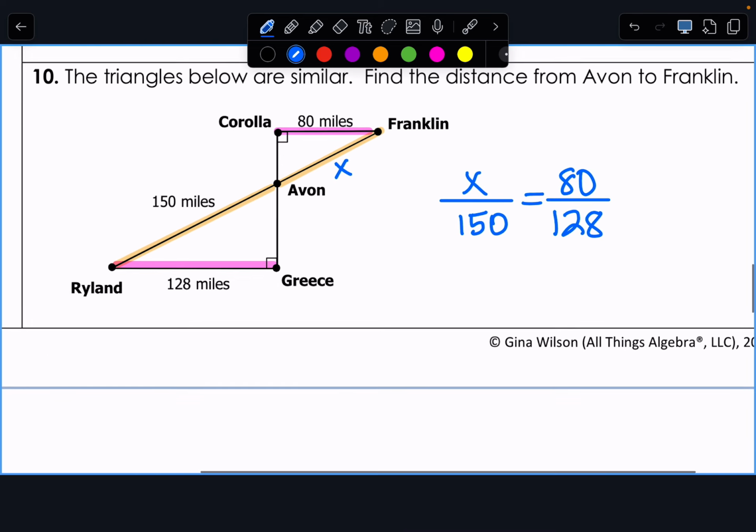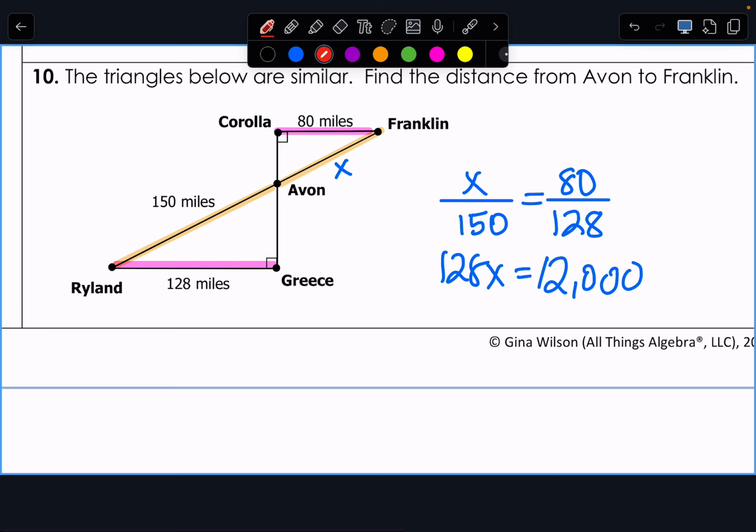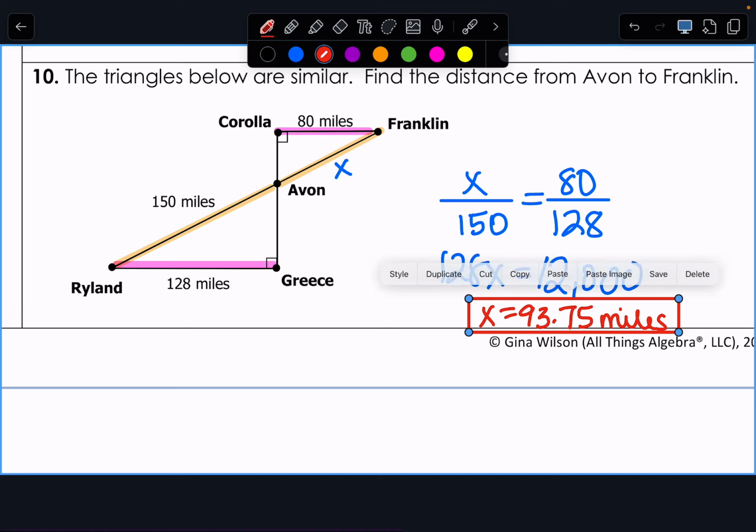Okay, Kaylee, what are you getting? 12,000? Or is it 12,000 equals 128x? So 128x equals 12,000. So then what happens when we divide by 128? 93.75. What's our label? Miles. Okay.